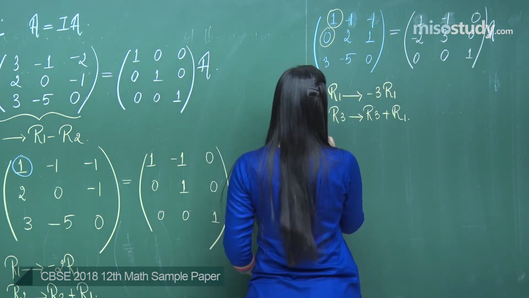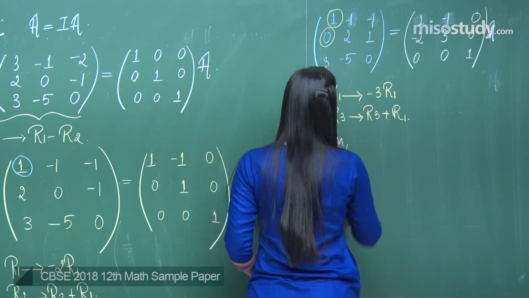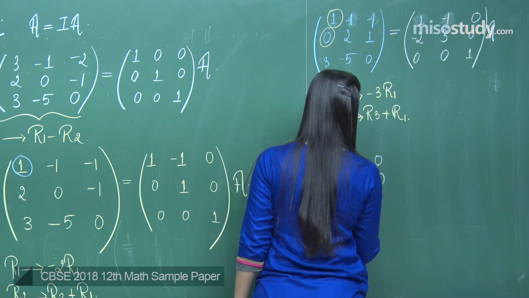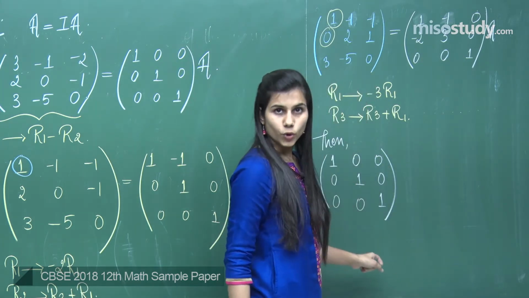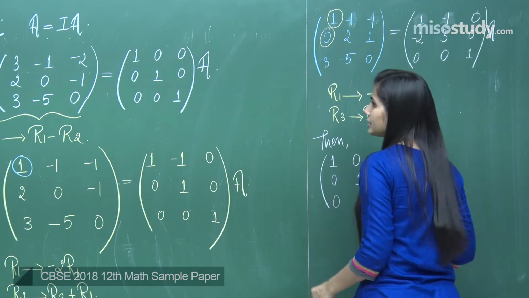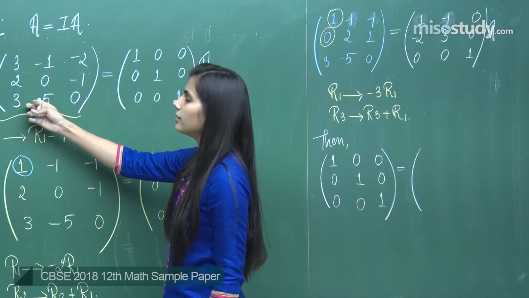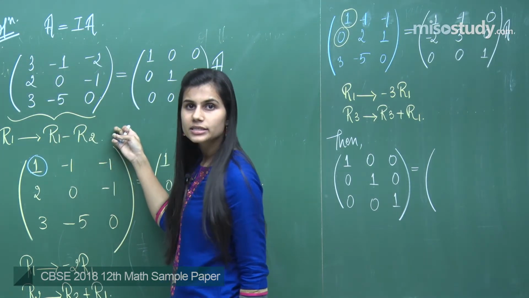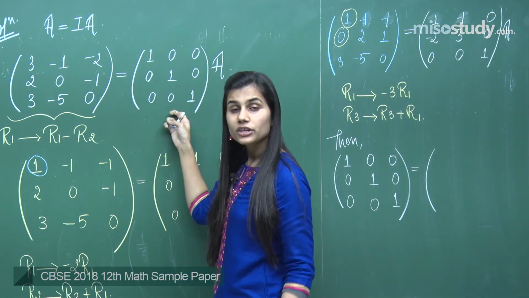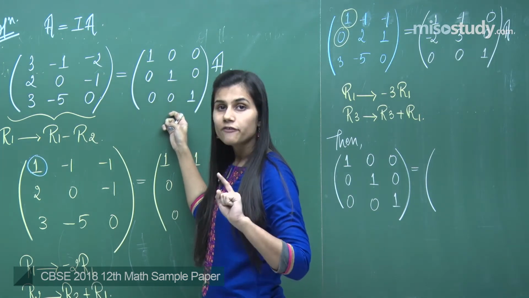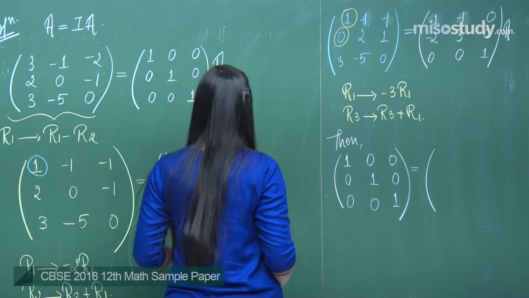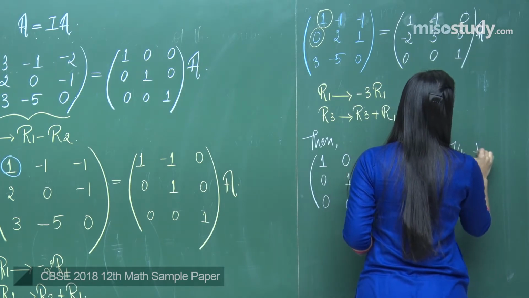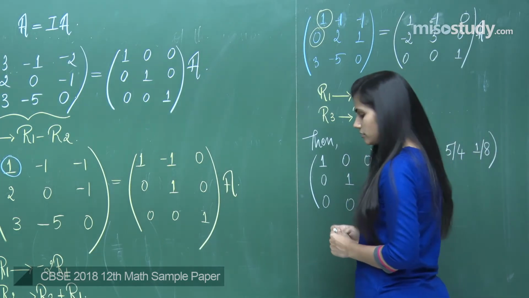So what is going to come is, then here you are going to have 1, 0, 0, 0, 1, 0, 0, 0, 1. Okay? And over here, what is it that you are going to get? Now this was my A, and I have converted this left hand side into the identity matrix. So over here, in place of the identity matrix, whatever I am going to get will be my inverse matrix. So what will that be? Minus 5 by 8, 5 by 4, 1 by 8.